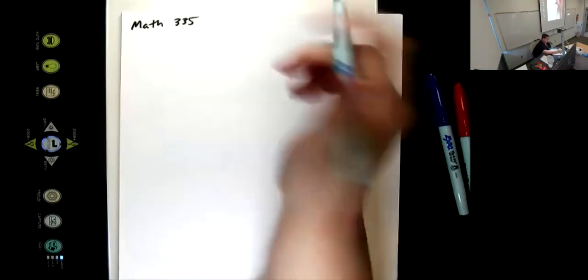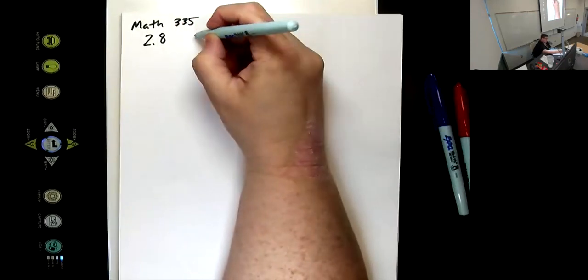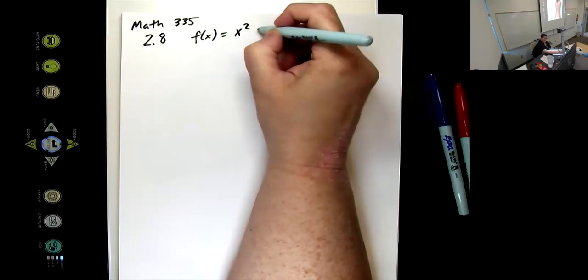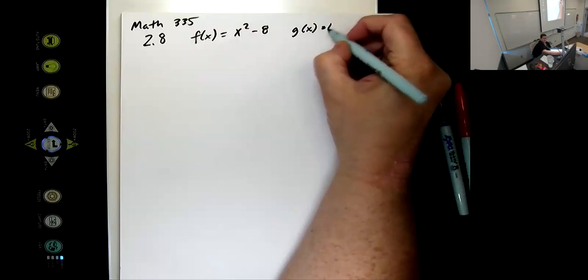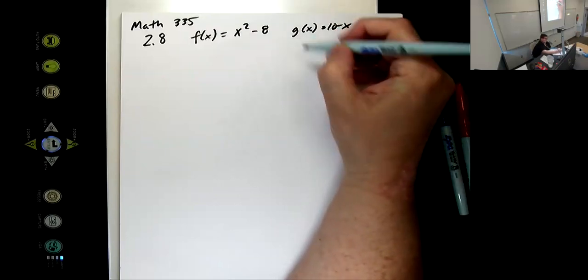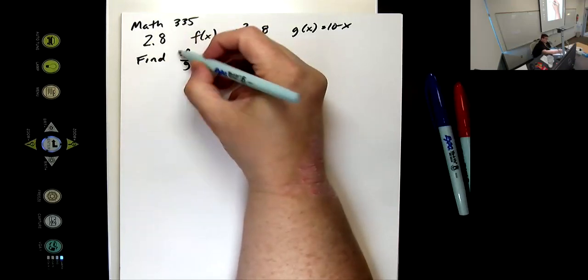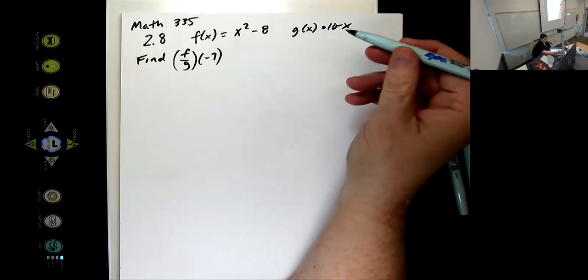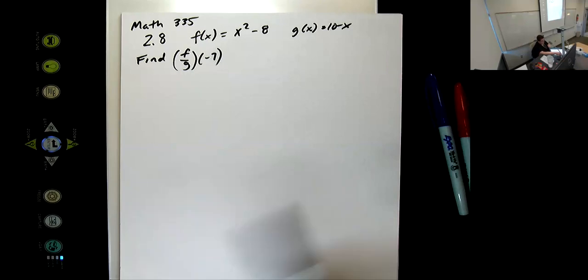So this is actually a question from 2.8. It was on the midterm, or similar to stuff on the midterm. f of x is x squared minus 8, and g of x is 10 minus x. Find f of g of -7, or f divided by g of -7. So you've got two choices here.